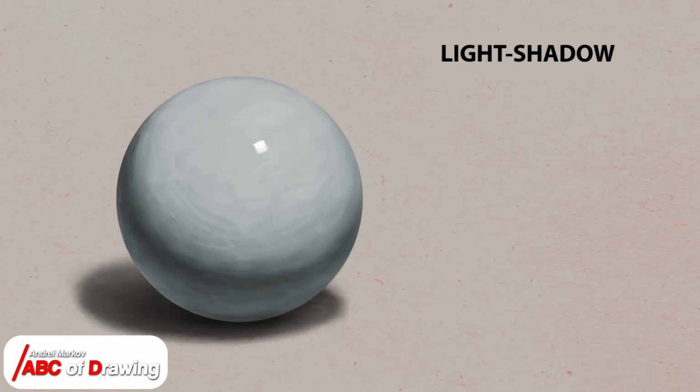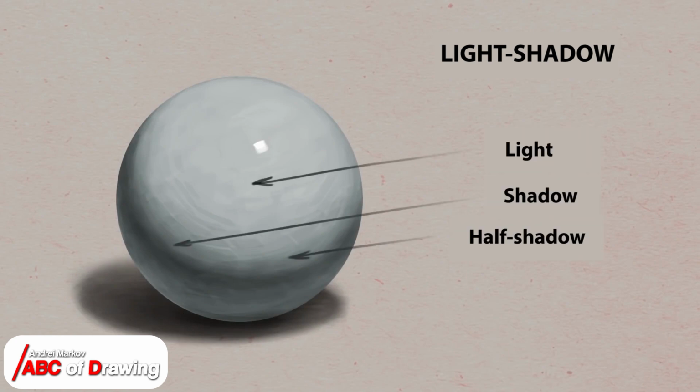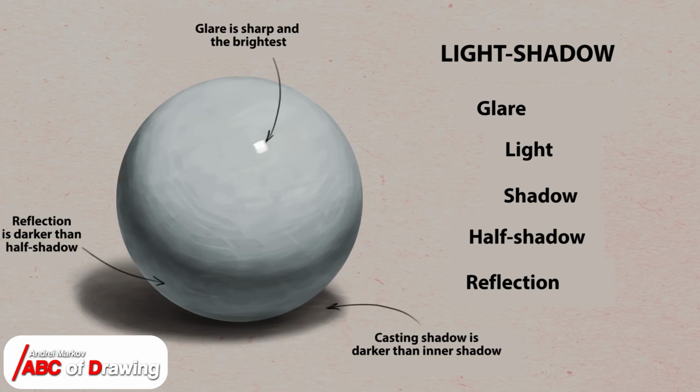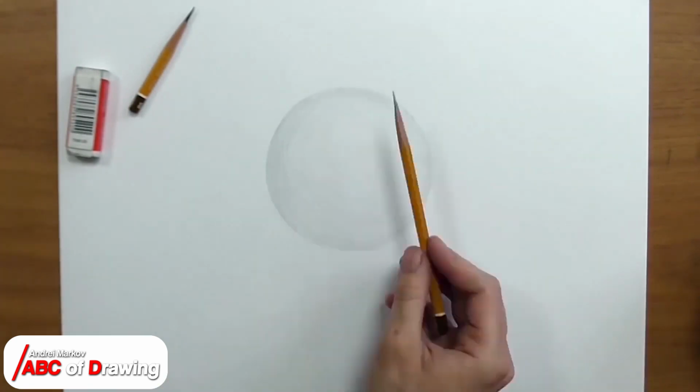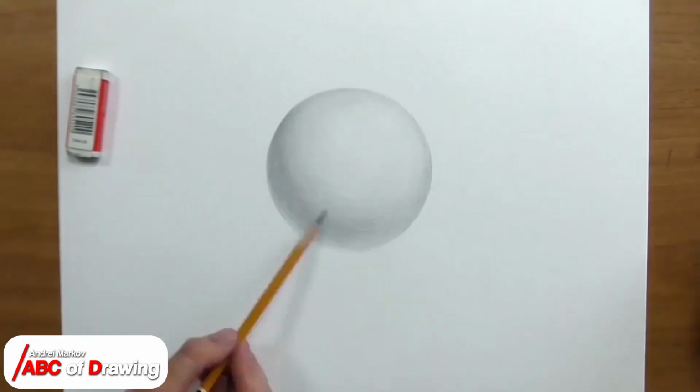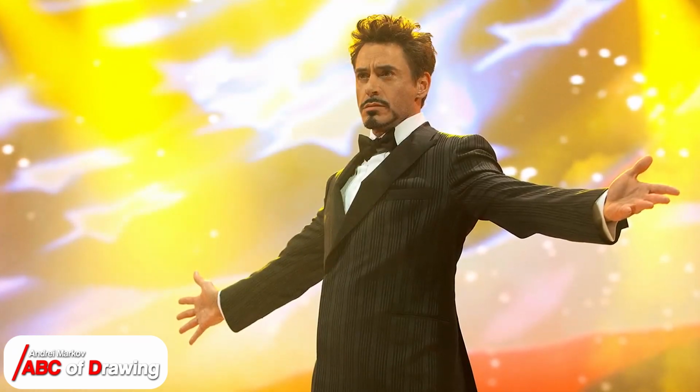I'm sure that almost everyone who opened this video has a bit of an idea about what a light shadow is, at least in terms of knowing what light, shadow, reflection, glare mean, perhaps even aware of these 3 simple rules for non-glossy objects. These basics are enough to copy from a photo or from nature. But what about drawing from imagination?